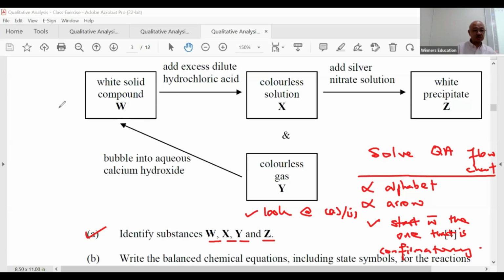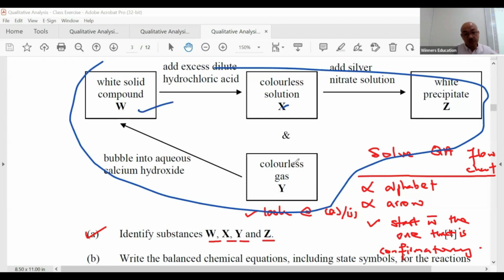So if you just go there and think, okay, wow, it's a QA question, and you never look at it, you try to solve W, X, Y, Z, you're in trouble because there's one you cannot solve. And they never ask you to solve it actually. So you spend all the time there. I'm not going to do that. I'm going to be very strategic.